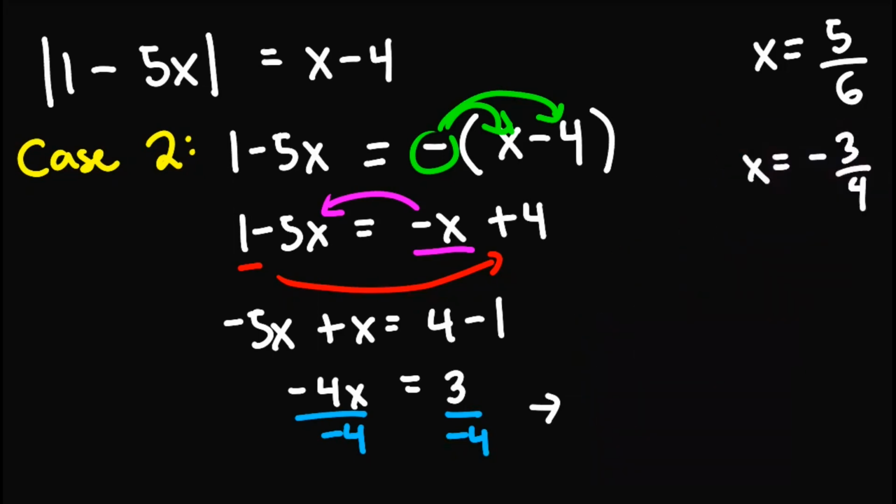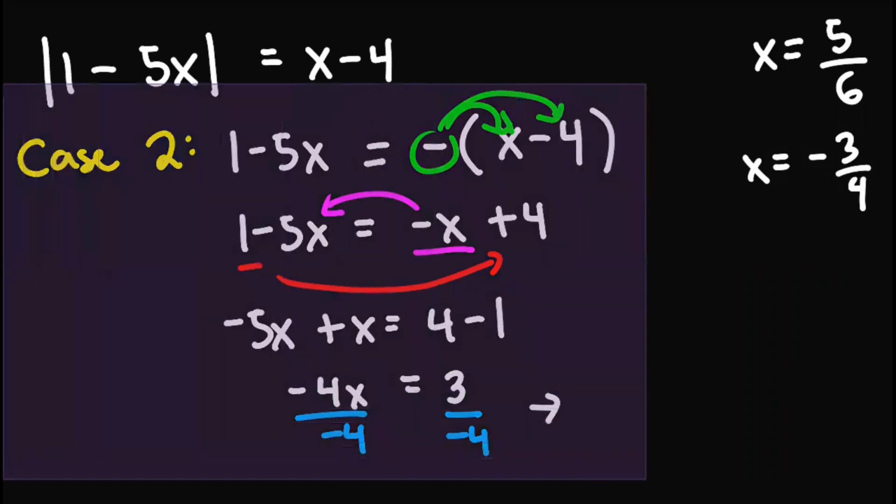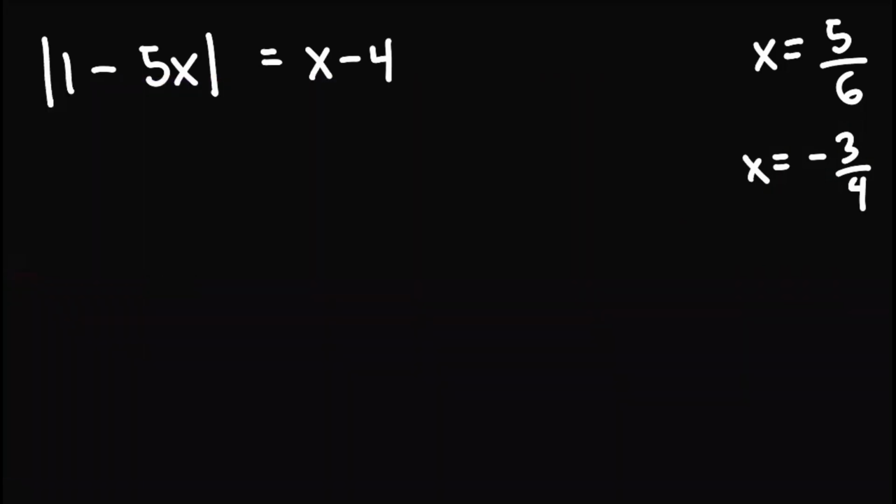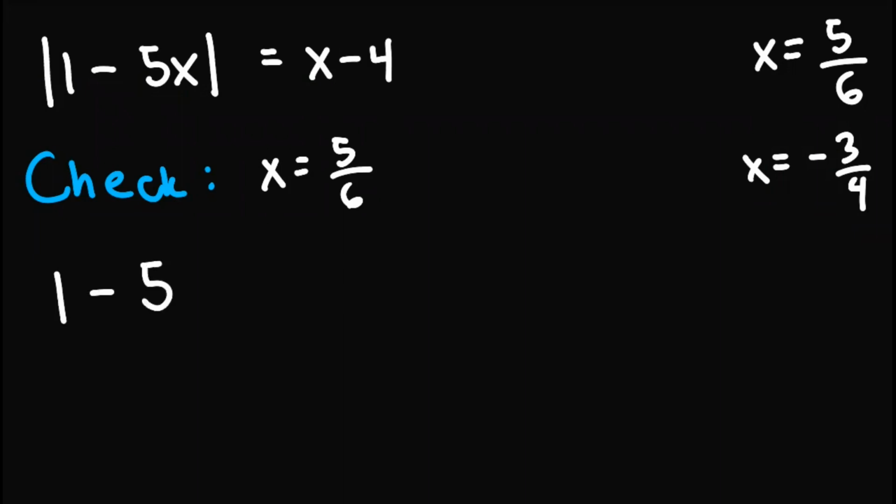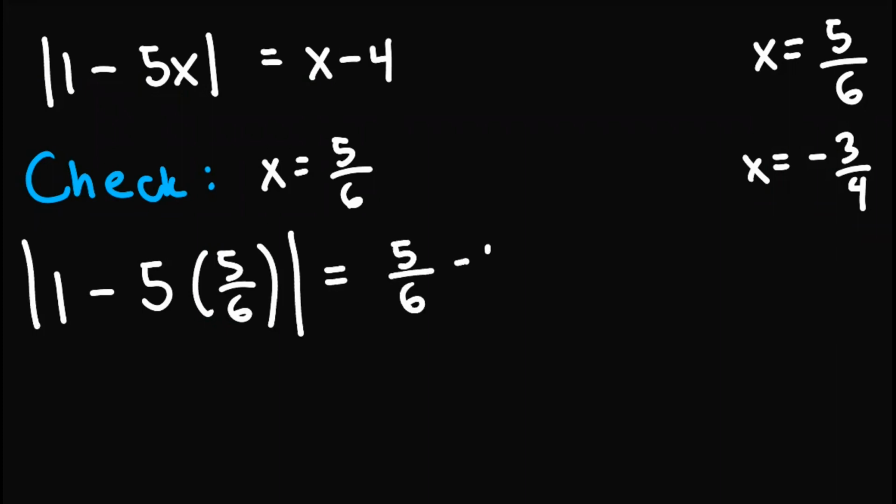Now that we have our two values from the cases that we had, it's time to verify if these values are indeed correct. So we have the checking part. So at x equals 5 over 6, we've got 1 minus 5 times 5 over 6, and this one is equal to 5 over 6 minus 4. Note that we don't really need to simplify this.